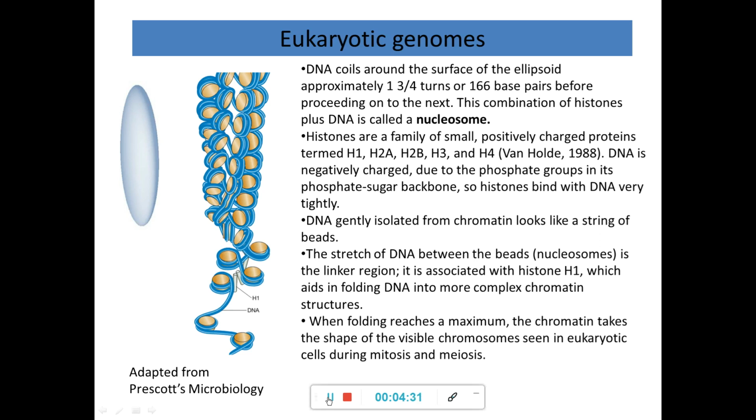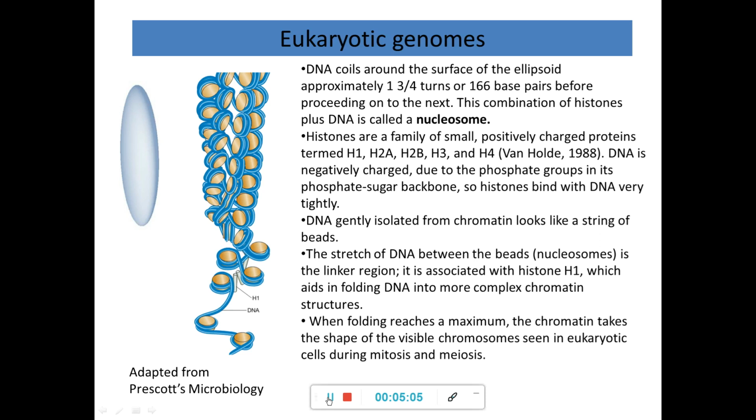When you stretch such a DNA combination, you can see it as different beads. These beads are referred to as nucleosomes, and in between them there is a linker region. Associated with that are certain proteins called histone H1, which mainly aid in the folding of DNA into a more complex chromatin structure.